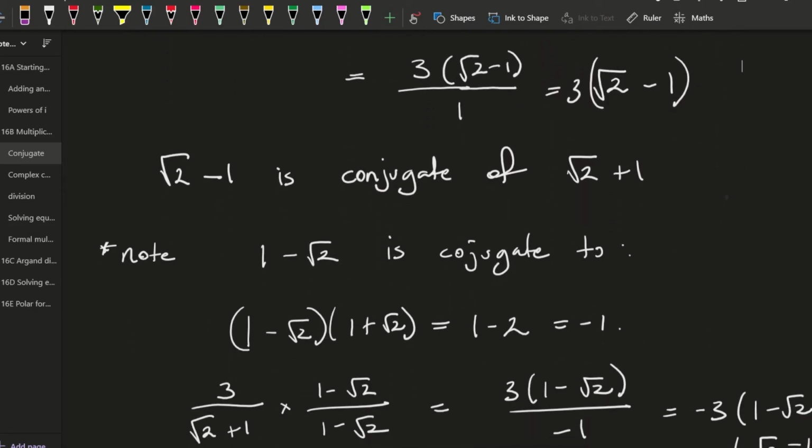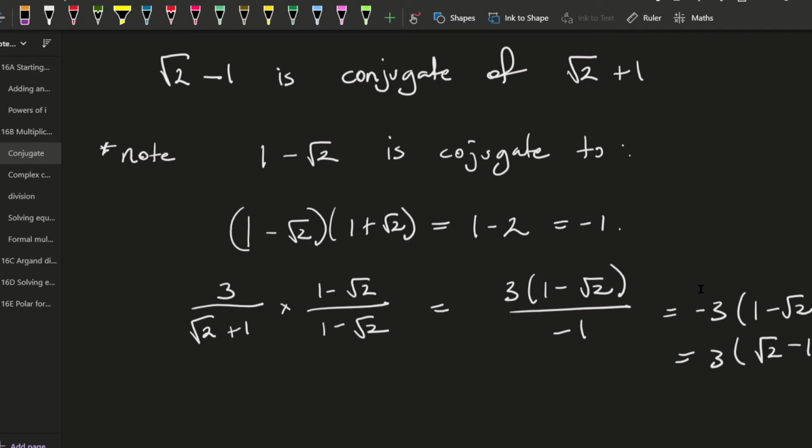But I'd also like to note that 1 minus root 2 is also the conjugate. Let's experiment with that. Root 2 plus 1 can be rewritten as 1 plus root 2. And if I multiply it by that conjugate, difference of perfect squares gives me this, and that equals -1, right? So let's start off with the fraction we had before and multiply it by this conjugate.